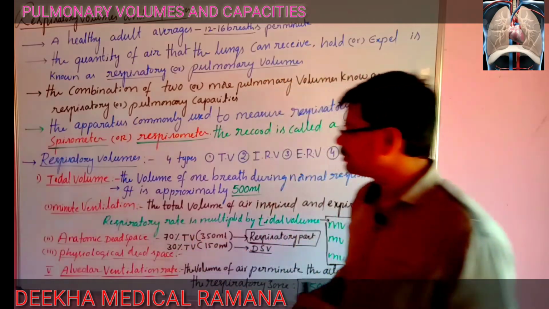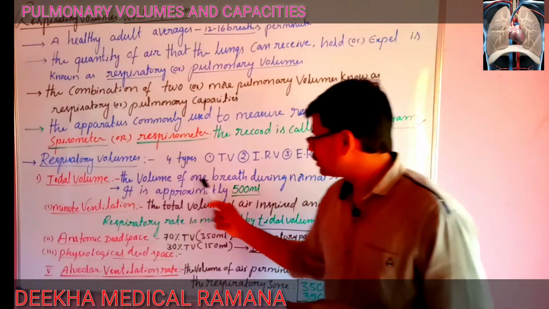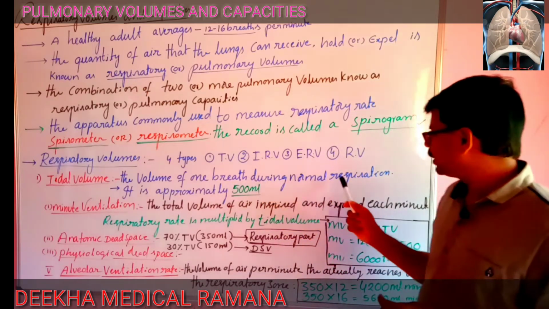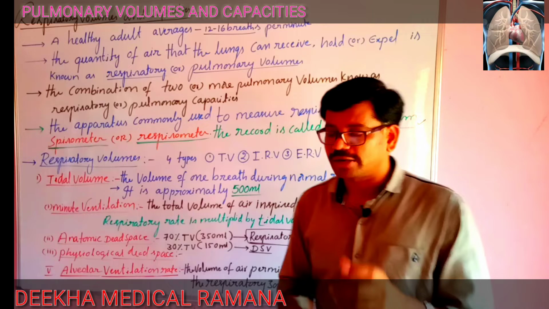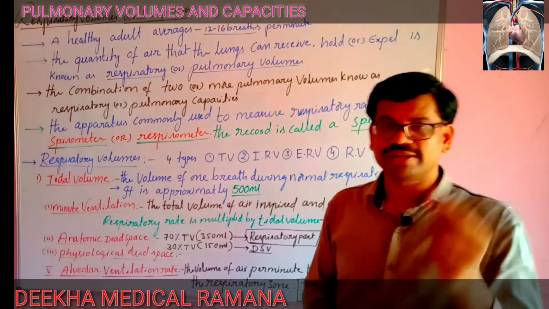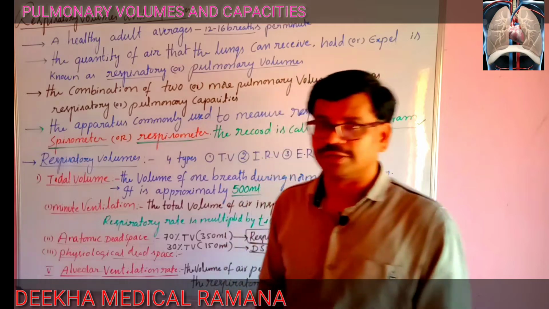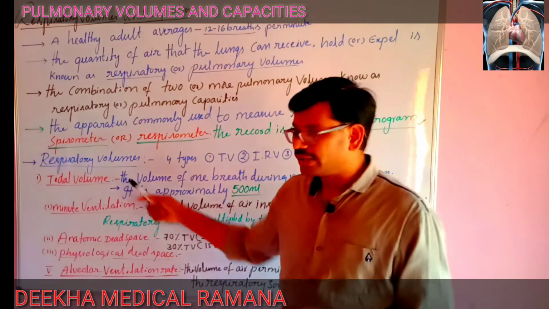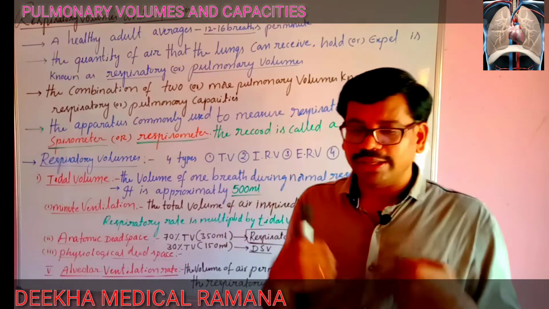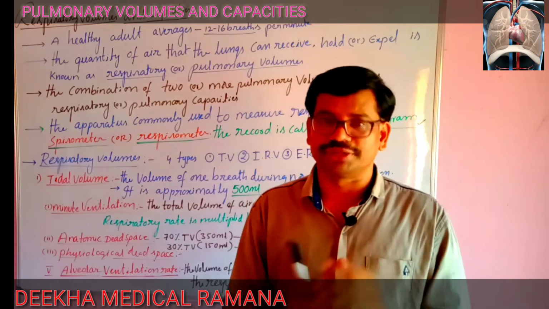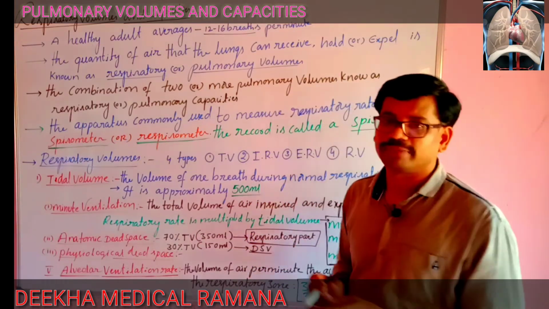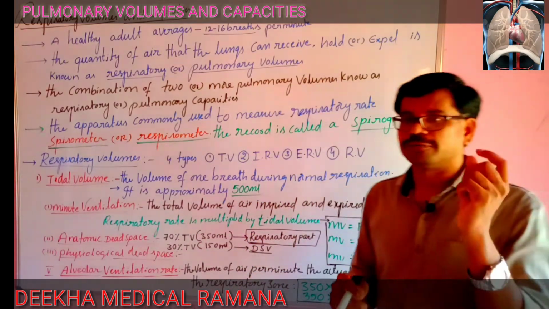What is meant by tidal volume? Tidal volume is nothing but the volume of one breath during normal respiration. During normal respiration, one breath has two events. You remember, one is inspiration, one is expiration. Simply, I will say that tidal volume is the volume of air you inhale and exhale during normal conditions. It is approximately 500 ml in a healthy human being.